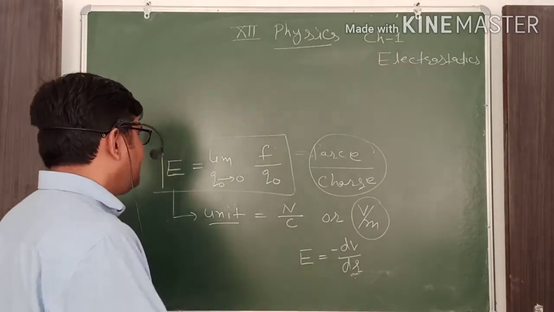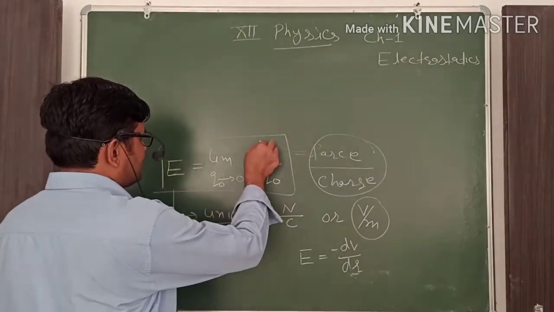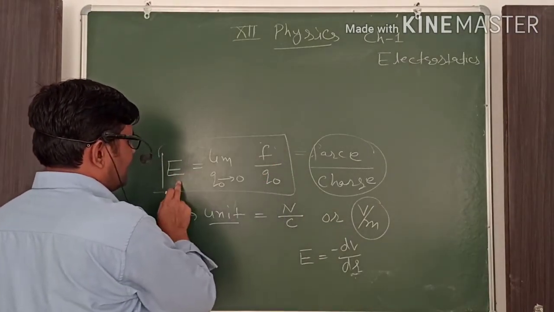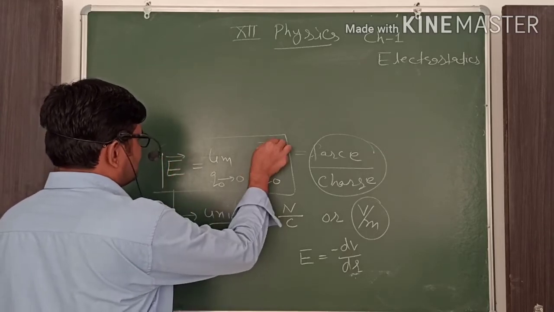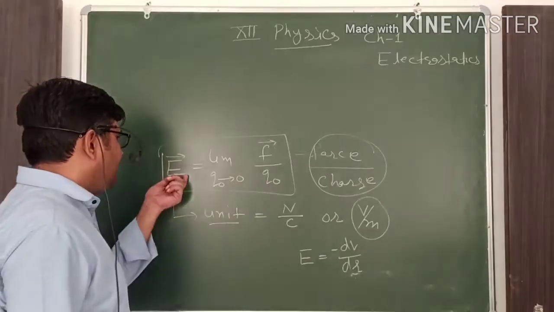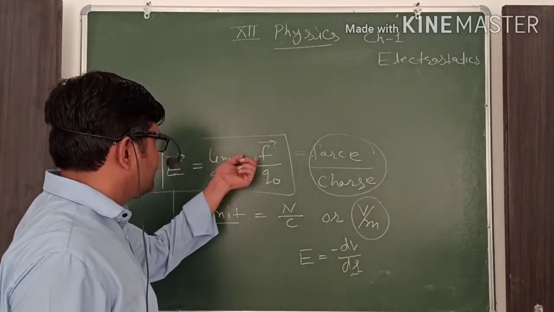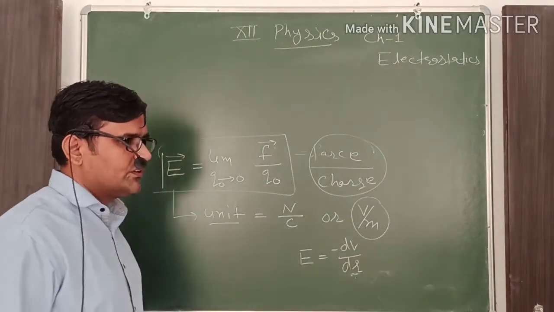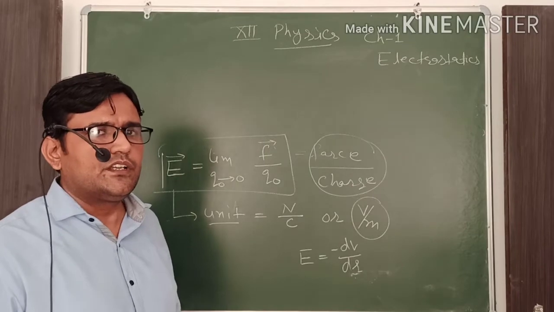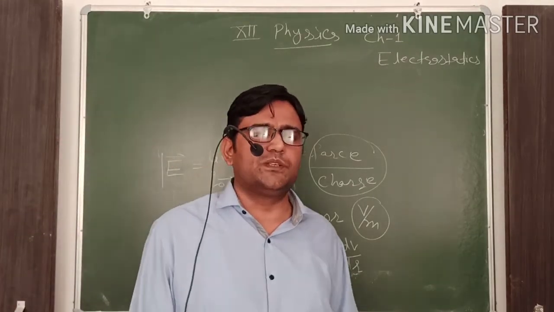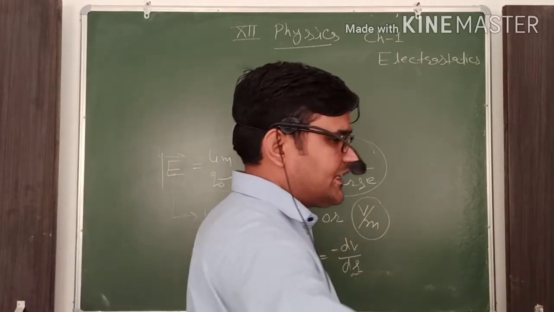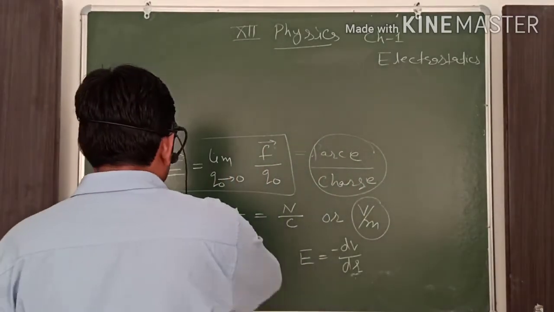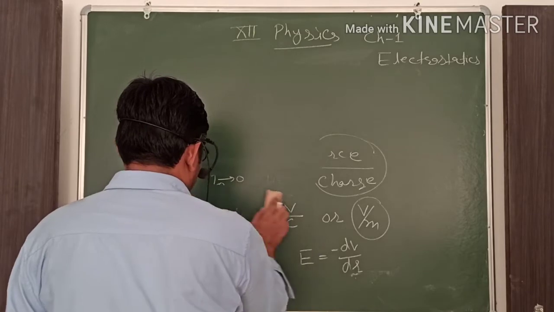Now, it is a vector quantity, because force is a vector quantity. That's why it is also a vector quantity. In vector formulation, it is represented as E vector equals limit q tends to 0, F vector upon q naught. Earlier we had discussed it. Q naught, the charge, is a scalar quantity.